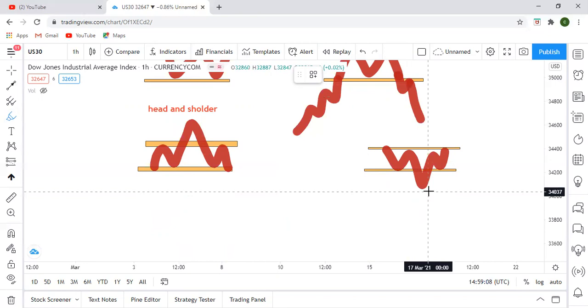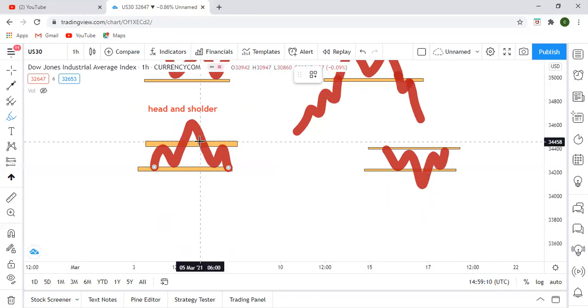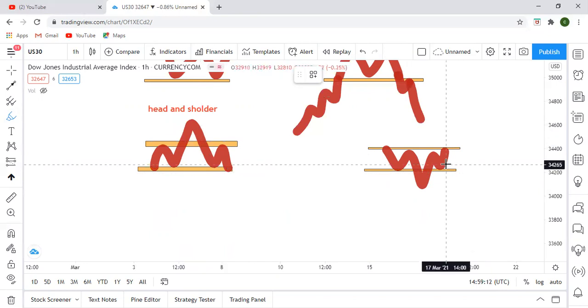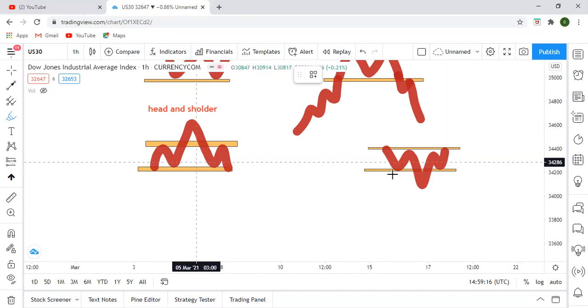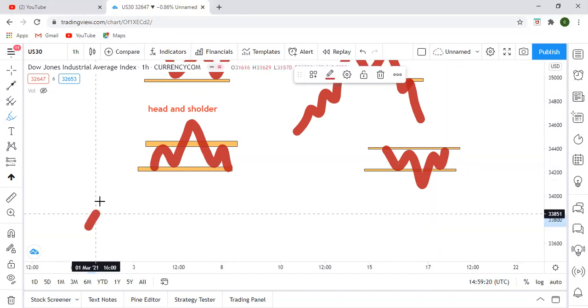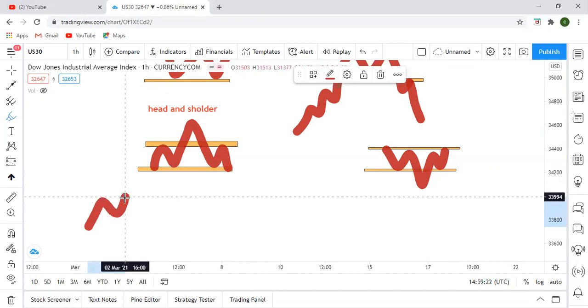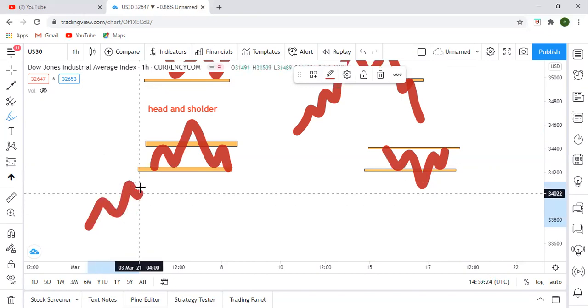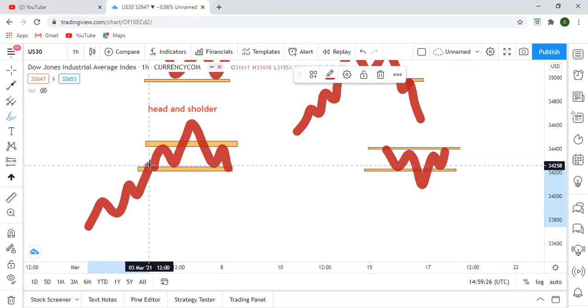So we have a head and shoulder, right? And then we have an inverse head and shoulder. This happens on an uptrend, this happens on a downtrend. So previously the market has been doing this, forming this uptrend, and then we came and supported at this, and then the market broke.